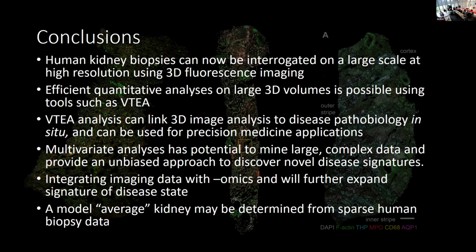And I think through the work with the KPMP, we're at the stage where we're developing strategies to actually integrate the imaging data with our omics data to further expand the signature of disease state as well as the signature of the reference state of normal, quote unquote. And hopefully by the end, one of the positive outcomes of the imaging data will be, in the long run, a model average kidney, at least in the tissue that we're sampling, even though we're collecting only sparse human biopsy data.